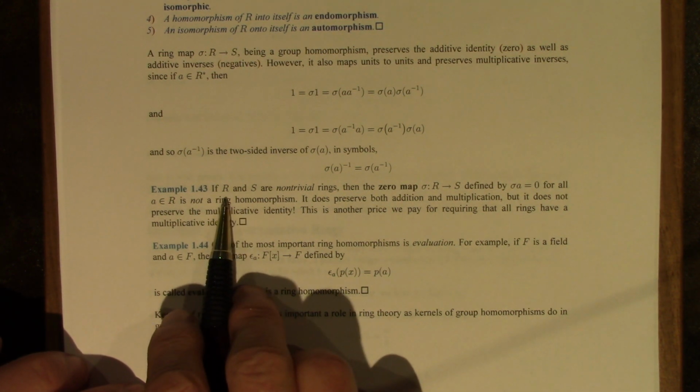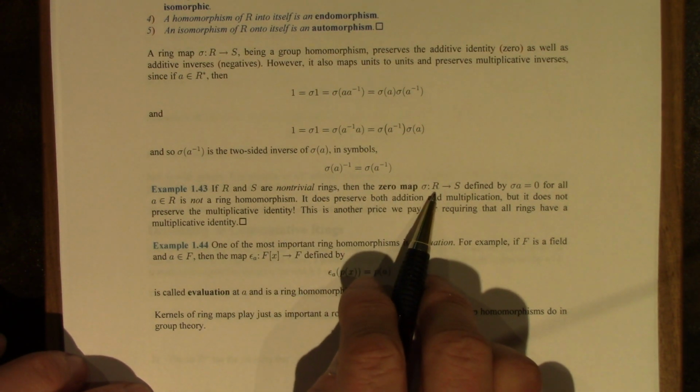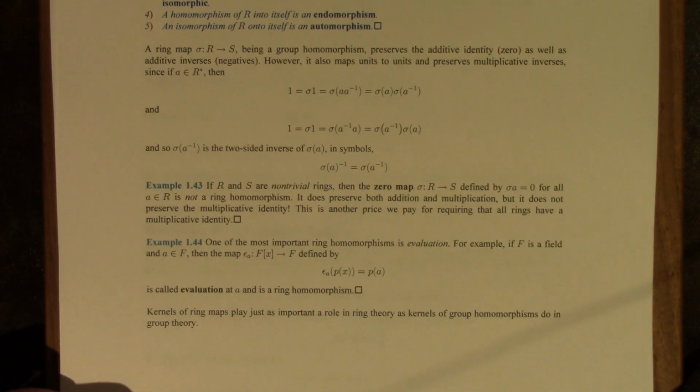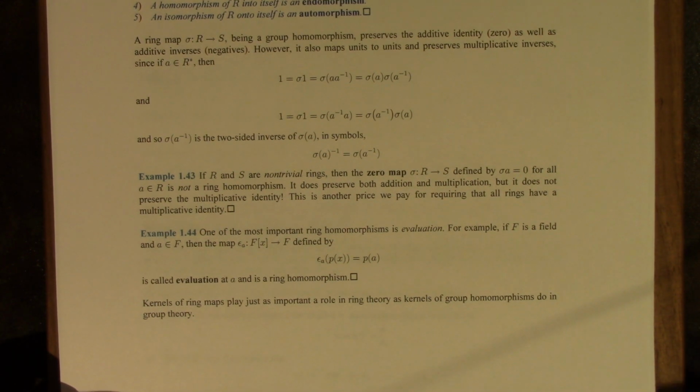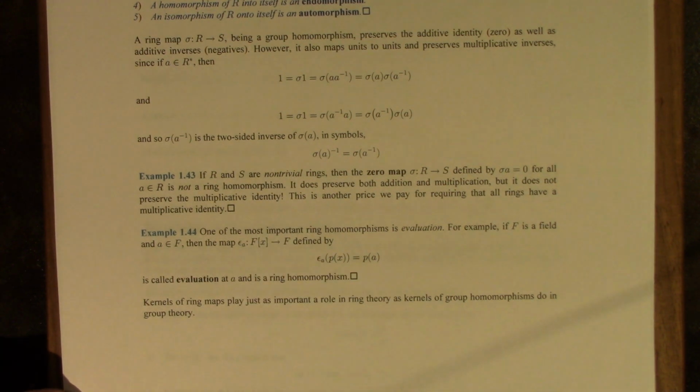This is interesting. If R and S are non-trivial rings, then the zero map that sends every element of R to the zero element of S is not a ring homomorphism. It does preserve addition and multiplication, but it doesn't preserve the multiplicative identity, except in the zero ring. That's why I said non-trivial here. So that's another price we pay for requiring multiplicative identities, a small price.